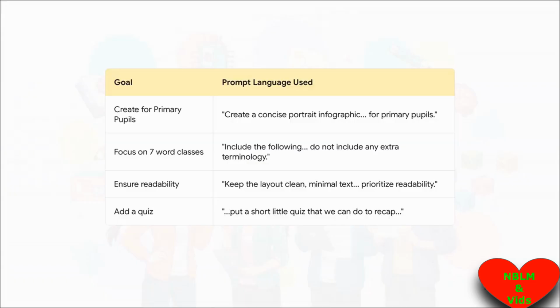You tell it exactly which 7 word classes to include, so you don't get any extra complex stuff. You can even embed a little quiz at the end. You're basically playing the role of art director for the AI. This is like precision engineering for education.